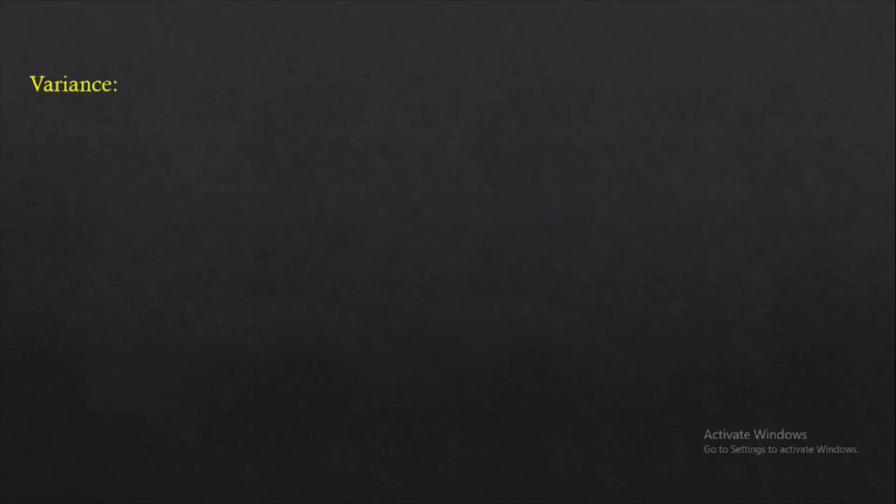Let's see the variance. First of all, we see how to define variance. Variance is equal to mu2. Mu2 means second central moment. Mu2 is equal to mu2 dash minus mu1 dash square. Mu2 dash means second raw moment, minus mu1 dash, the first raw moment. Raw moment means mean. So mu2 dash minus mean square.